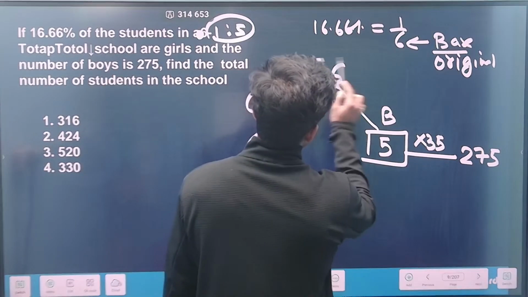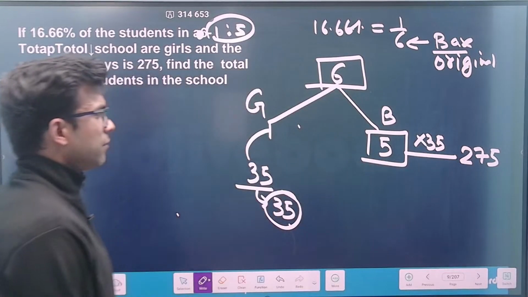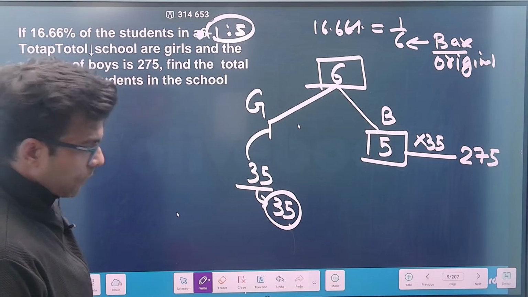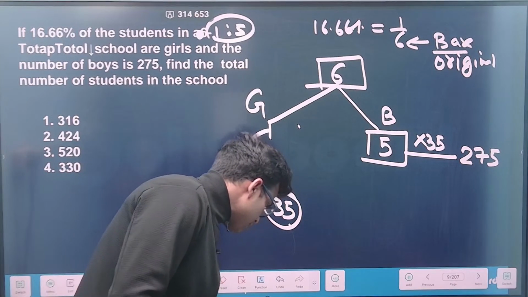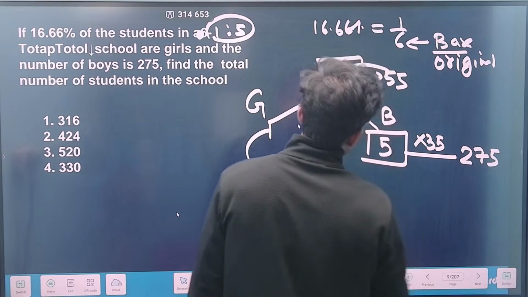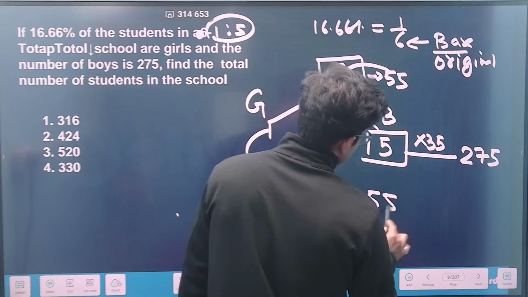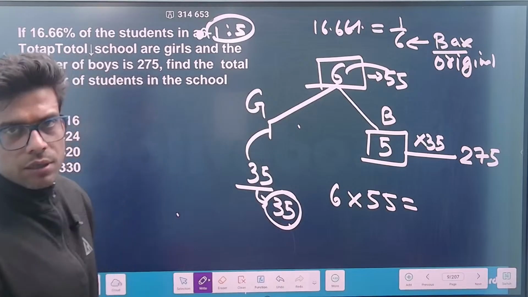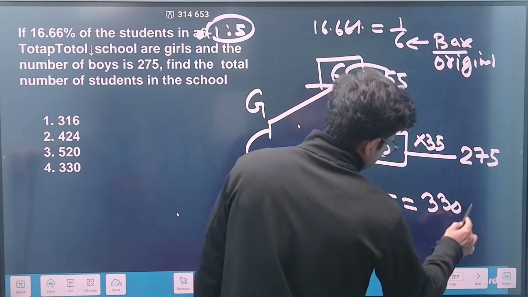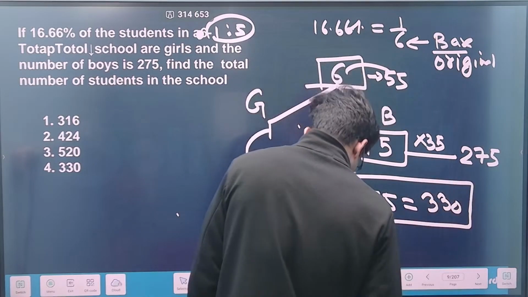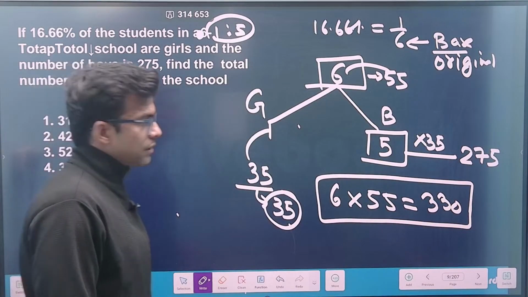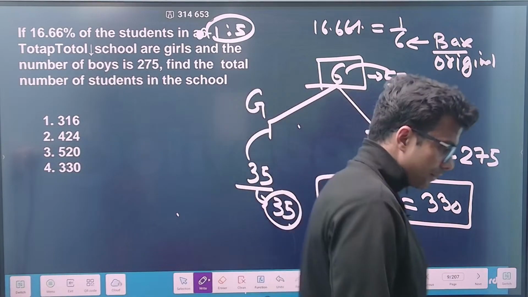So the total number of students would be how much? According to me, it is 6. Correct? Till now it is clear, Soumya? I'll multiply this by 55. So 6 into 55 would be how much? Figure it out. 330, na? Now I think this is clear to you. Come on, say yes or no. Chaitanya.